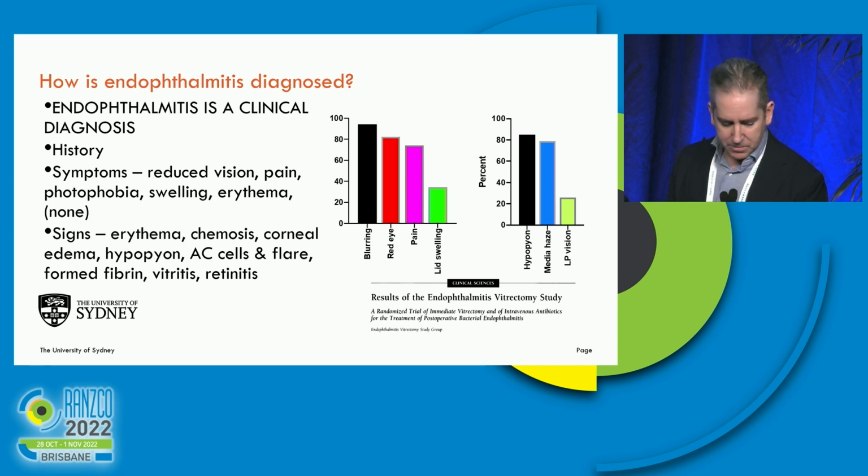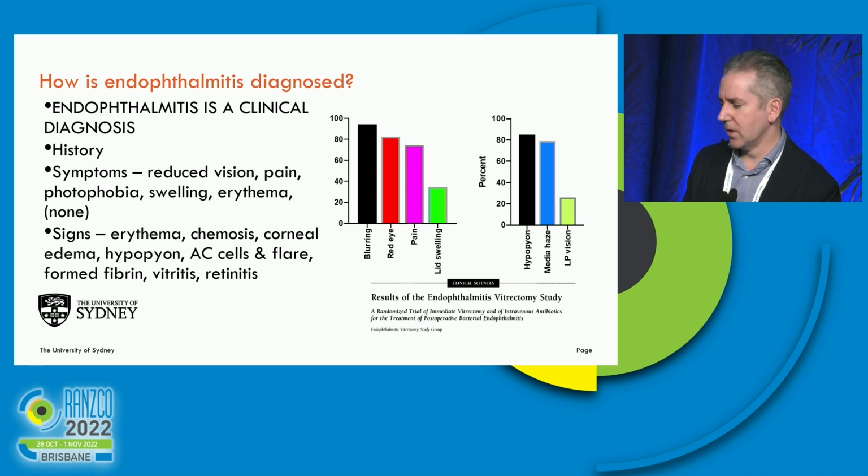In terms of symptoms, the classic symptoms: reduced vision, pain, photophobia, swelling, redness. Looking at the EVS data, which has been referred to before, blurring was the most common symptom at presentation, and that was more than 90% of patients, and this was followed by red eye pain. About a third of patients had lid swelling.